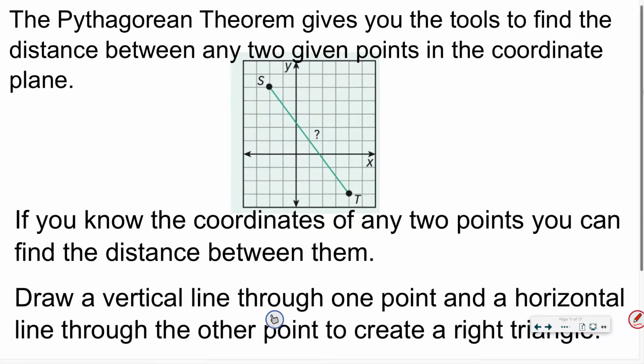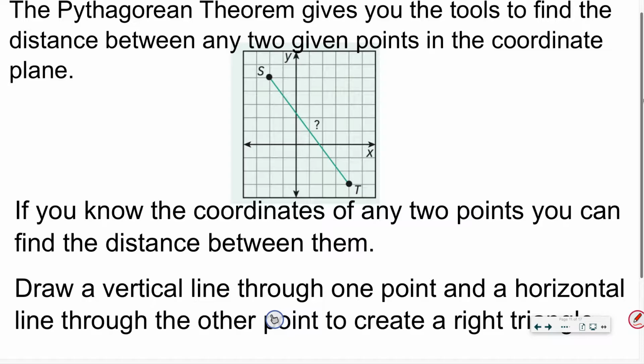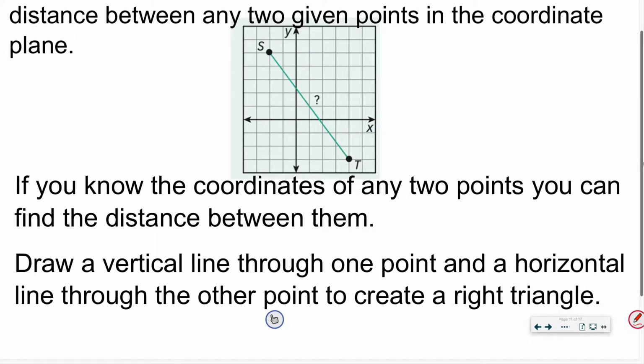Okay, so the Pythagorean theorem gives us the tools to find the distance between any 2 points. If we know the coordinates, I can figure out the distance between them. So if we wanted to find the distance between S and T, first, what would I need to do? For those of you who did the bird and dog test yesterday, this is very similar to that. How would I find the distance between S and T? Can I just count? No.